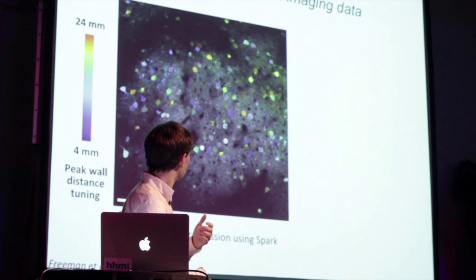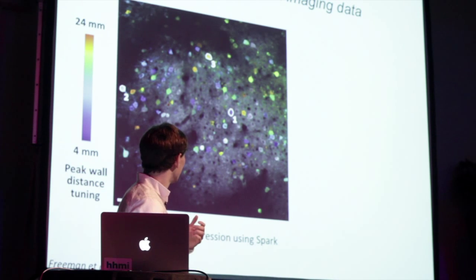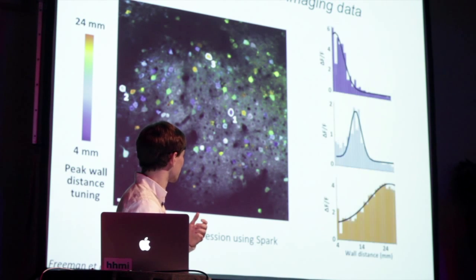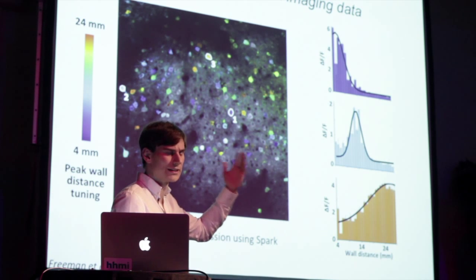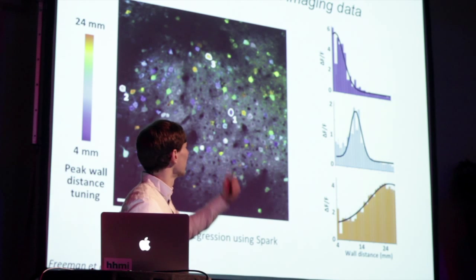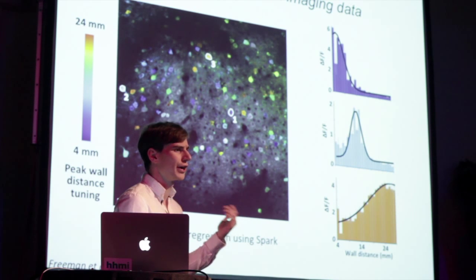I then zoom in on a couple of individual examples, individual regions of interest, and then make tuning curves to this wall, the distance the animal was from the wall. You can see the top example that was colored blue is tuned to very close distances.